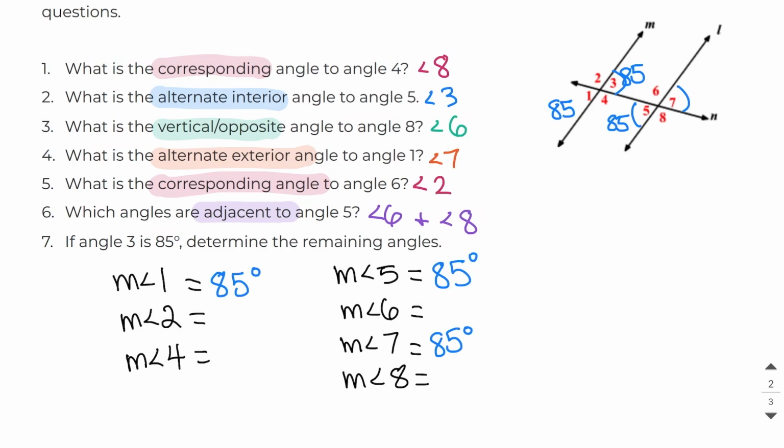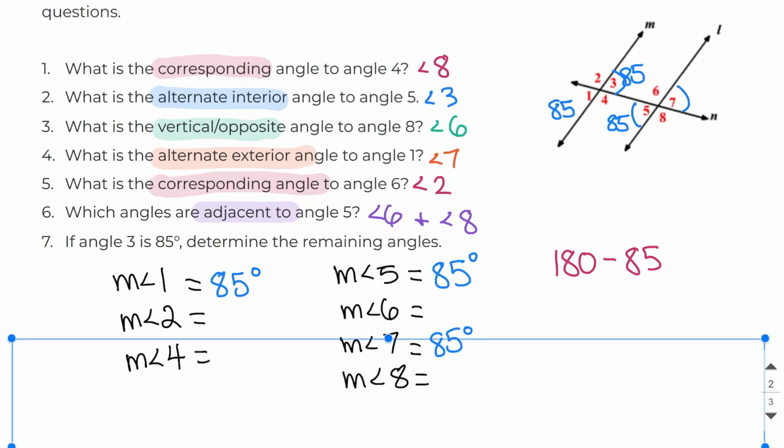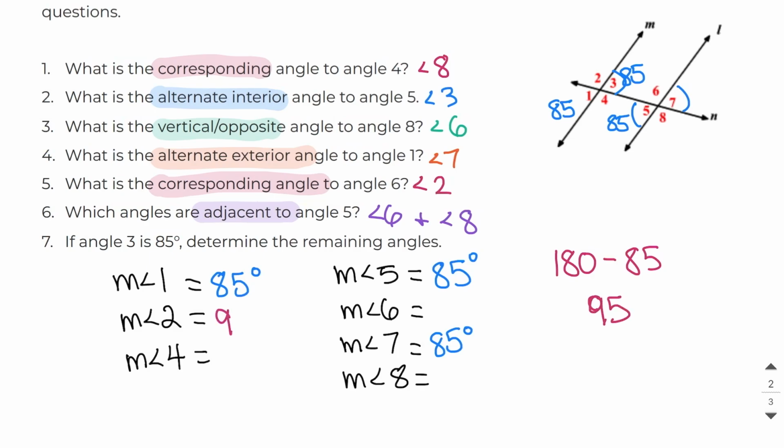So now let's talk about angle 2 here. So angle 2 and angle 3 make 180 degrees. So the only way that I can figure out what angle 2 is by subtracting 85 from 180 degrees. And the order matters when you do your subtraction. So you have to put that 180 first. So this answer right here is 95 degrees. So we know angle 2 is 95.